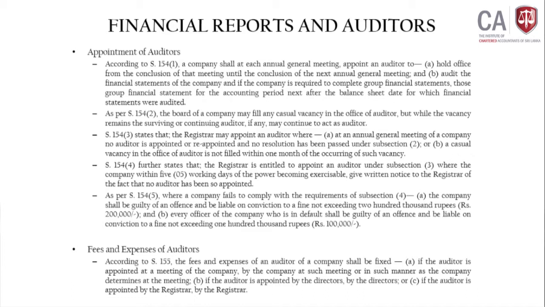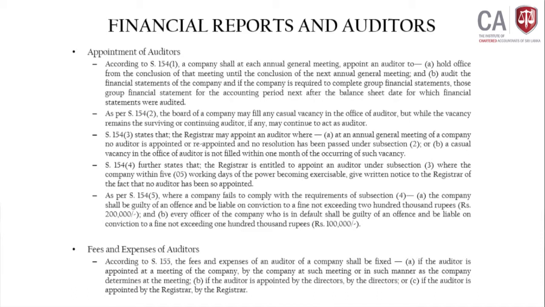Section 154(3) states that the Registrar General of the ROC may appoint an auditor where at an annual general meeting of a company no auditor is appointed or reappointed and no resolution has been passed under subsection 2 that we discussed before. That means the Registrar of Companies has the power to appoint an auditor if no reappointment has been done or no resolution has been passed to appoint a new auditor. Or he also can appoint an auditor where a casual vacancy in the office of auditor is not filled within 1 month of the occurring of such vacancy.